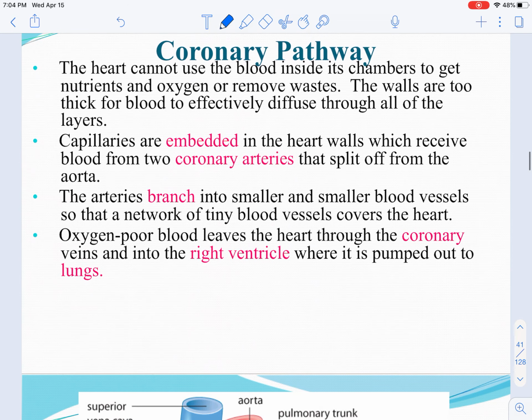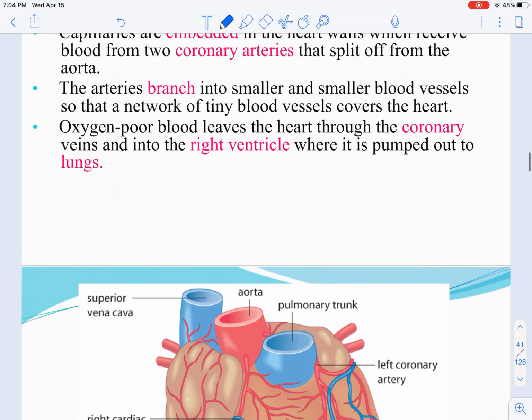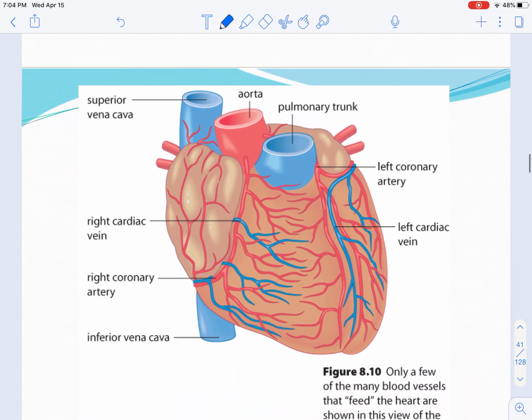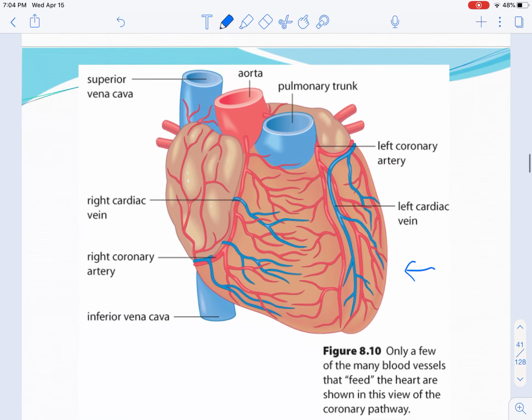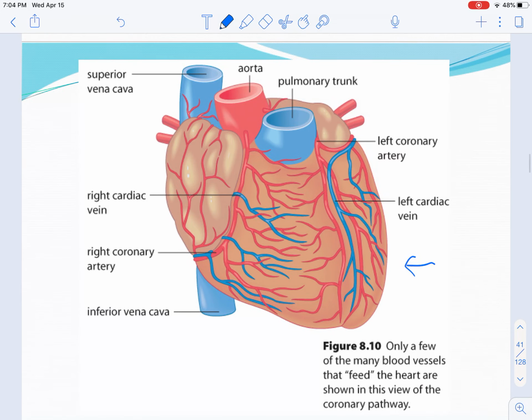So capillaries are going to be, well, arteries and capillaries branching off of the heart itself. So coronary circulation, besides to the lungs and back and to the body and back, we've got blood going to the heart and feeding the heart and delivering oxygen and collecting carbon dioxide. So this is just showing you some of the coronary arteries and coronary veins.